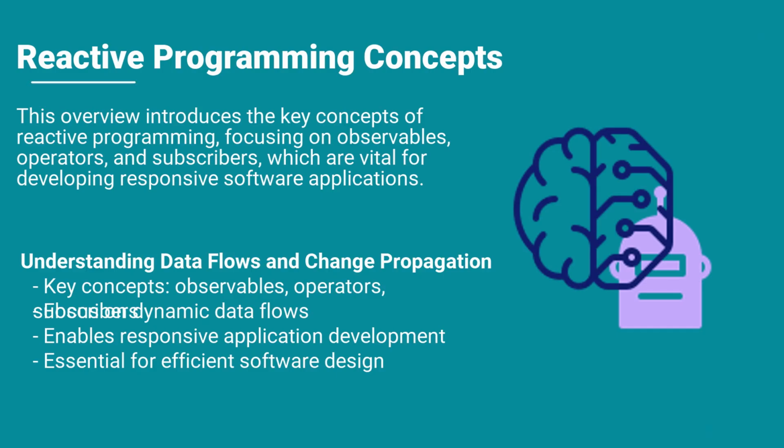When we delve into reactive programming, we're stepping into a paradigm that is all about handling dynamic data flows and the propagation of change. It emphasizes the way we build applications around data streams and the transformations applied to those streams. Today, we will explore the three key concepts of reactive programming: observables, operators, and subscribers, which are crucial for creating responsive and efficient software applications.